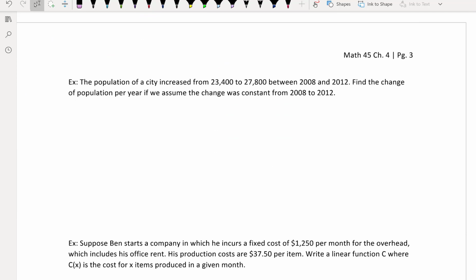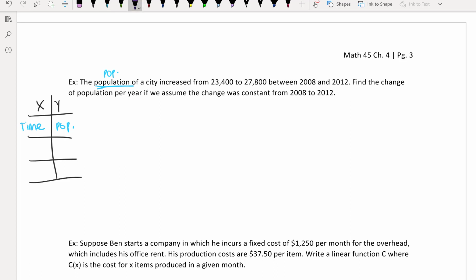Now for the next example. It says the population of a city increased from 23,400 to 27,800 between 2008 and 2012. Find the change of population per year if we assume the change was constant from 2008 to 2012. So again, I like to kind of have my XY chart. That just helps me to be organized in what I'm doing. So remember, our X is going to be time. Time is always going to be independent. Now my Y value is going to be population.